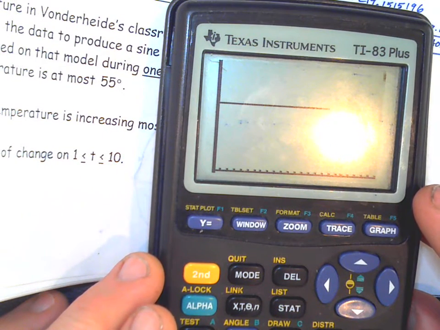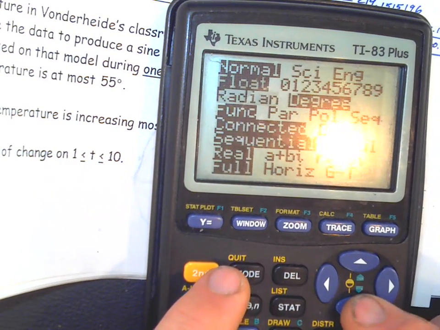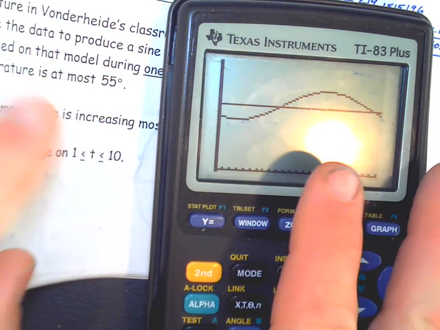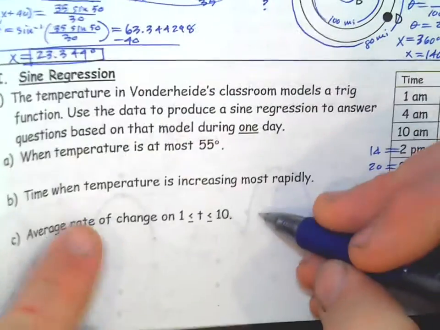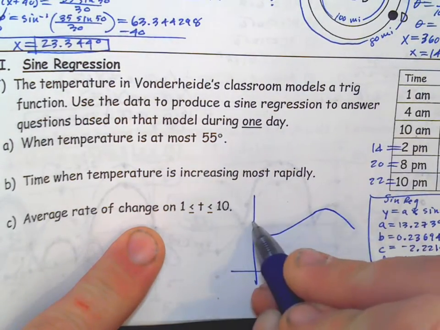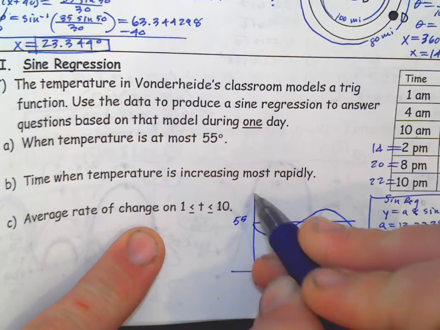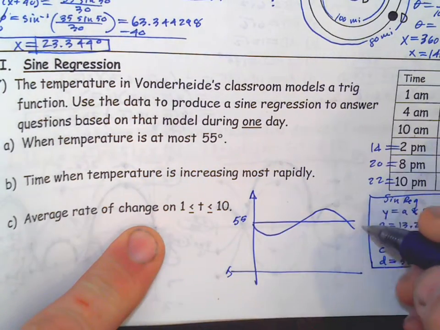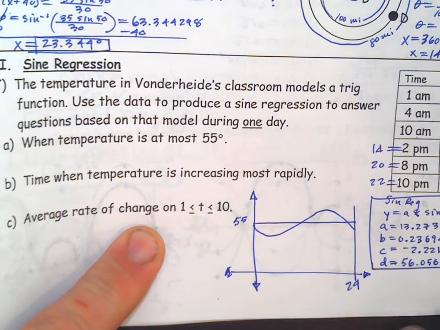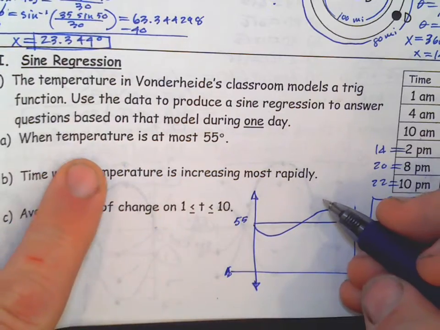Oh, that's not the straight line because it graphs in order. There's the straight line. Oh my goodness, what happened? Oh, I'm in degree mode. Go back, just graph it again. You shouldn't have to redo anything. So there you go. That looks better. And there we go. So I'm going to sketch that. Just a quick sketch graph.